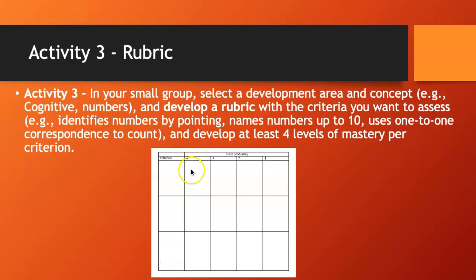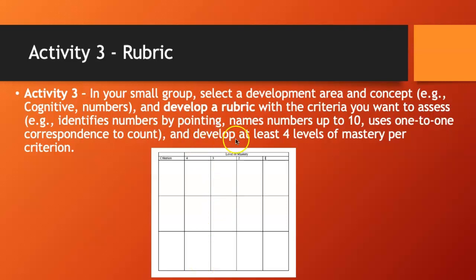And then I would develop 4 levels of mastery per criterion. So if the level of mastery is 4, then here I would say the child can definitely identify numbers by pointing. The child here can name numbers up to 10. The child here uses one-to-one correspondence every time they count any object, right? That would be my level 4, or my highest level of performance.